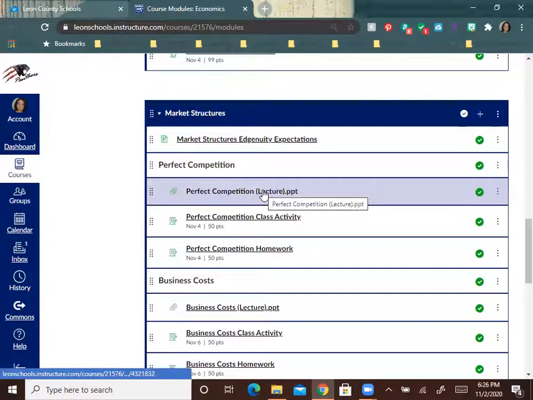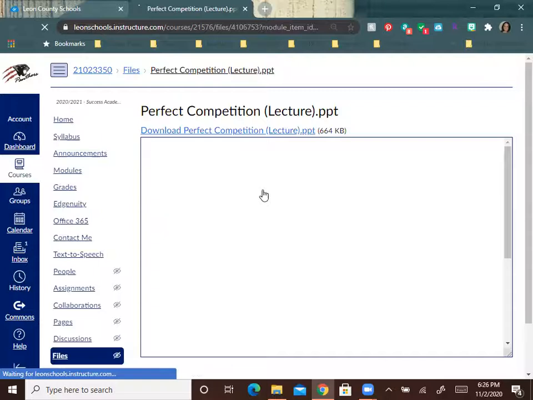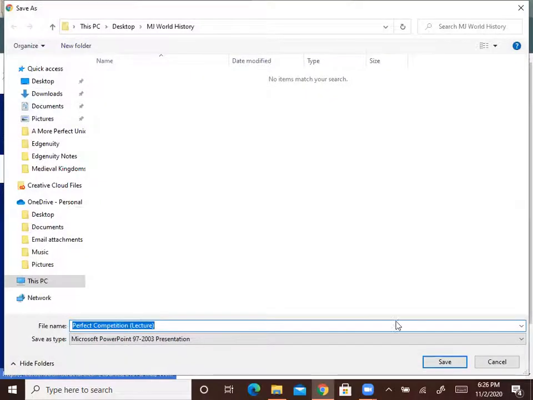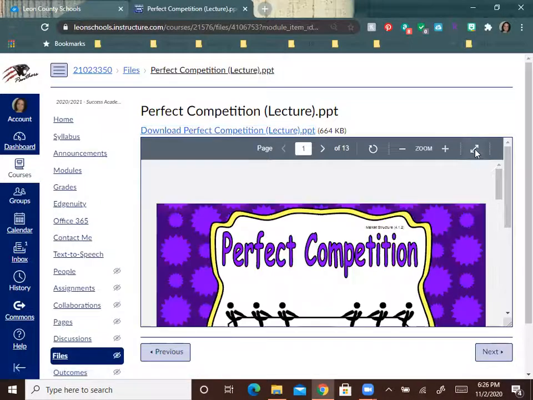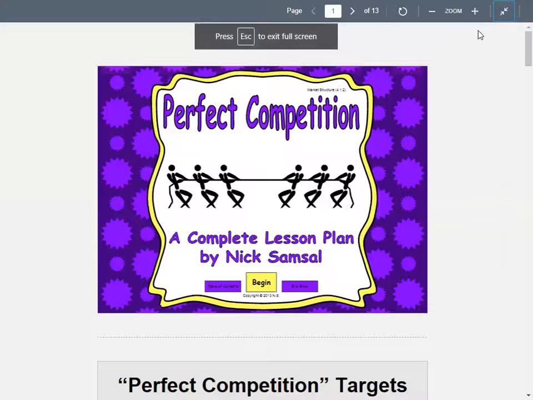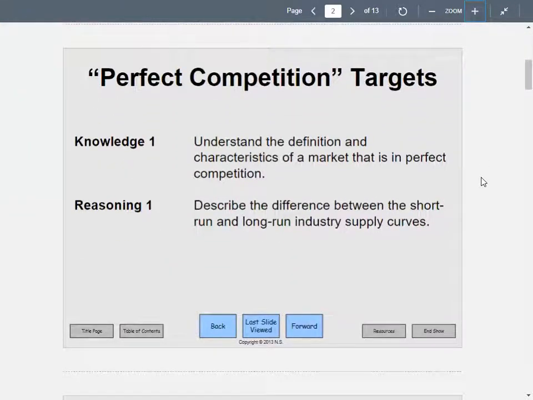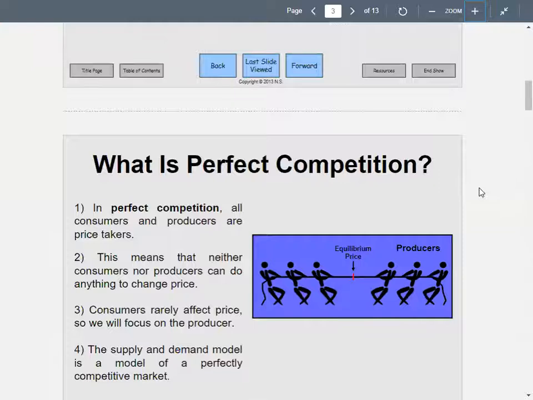So we're going to start with the perfect competition PowerPoint. Let's go ahead and download it. All right, so perfect competition. By the end of this lesson, you're going to be able to understand the definition and characteristics of a market that is in perfect competition and describe the difference between the short run and long run industry supply curves. So we're dealing with supply.